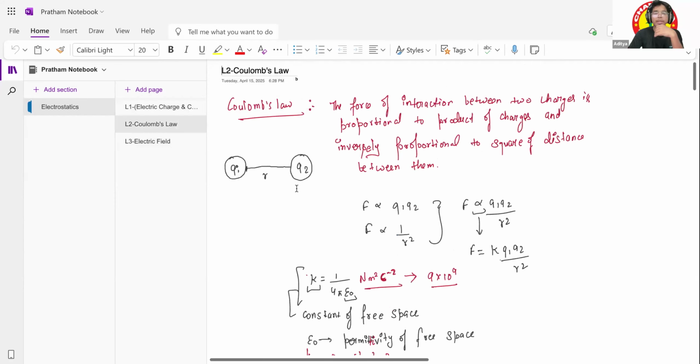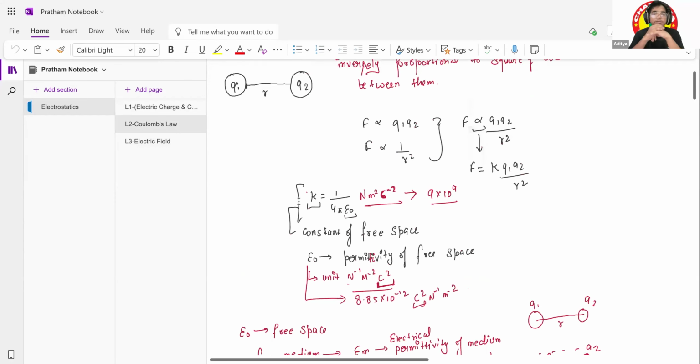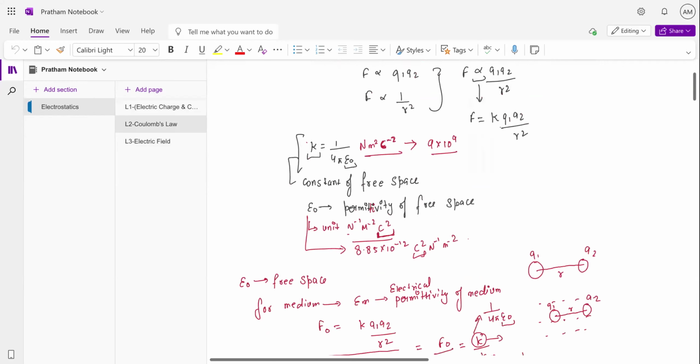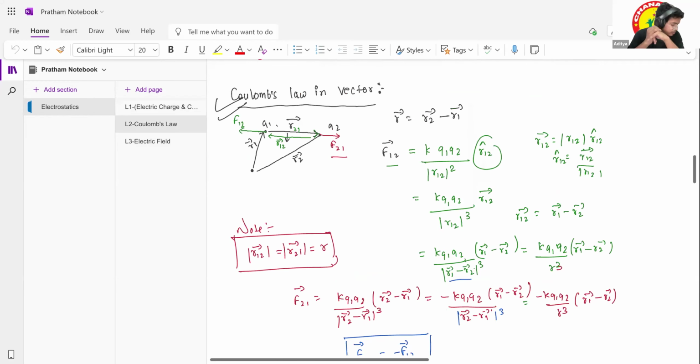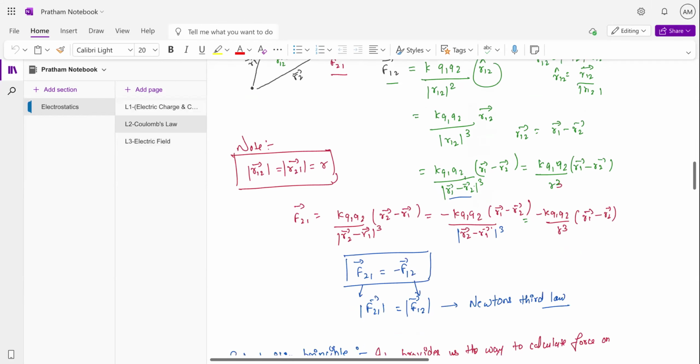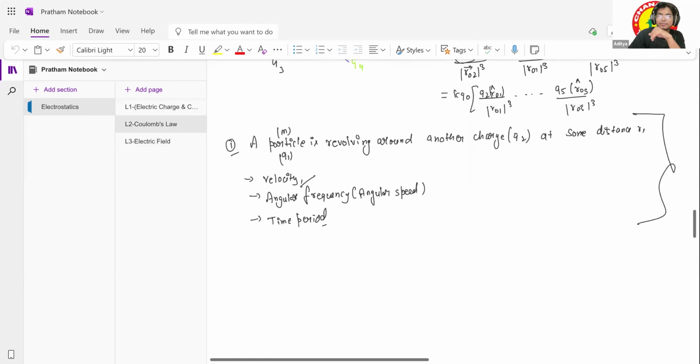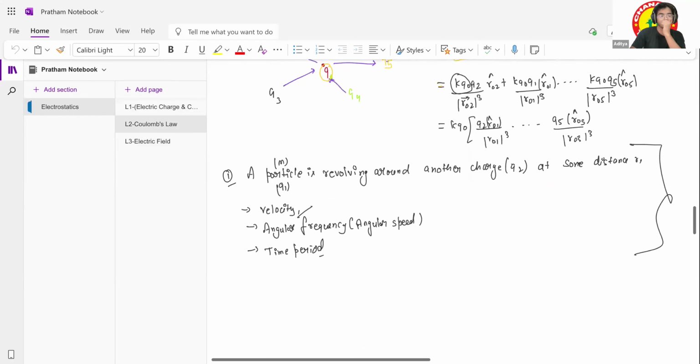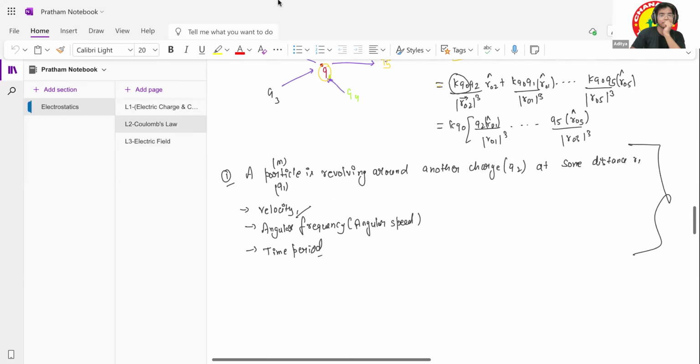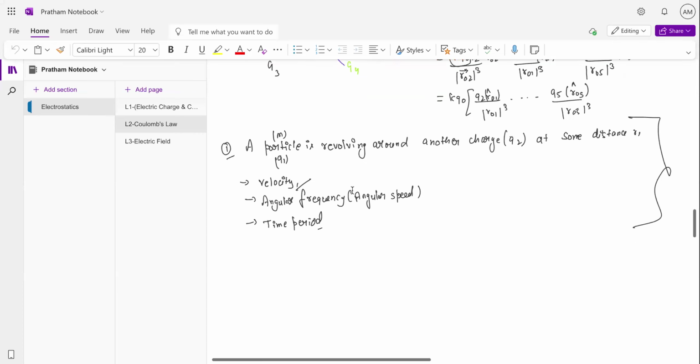Did you revise the previous topics which we discussed? Yes, sir, the basics and Coulomb's law. Any problems solved on the basis of this? No, sir. So, any doubt till now? No, sir.